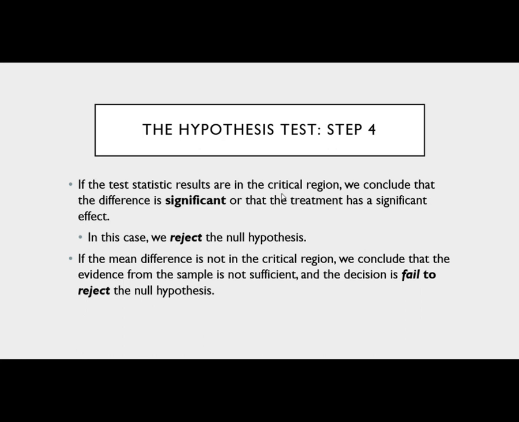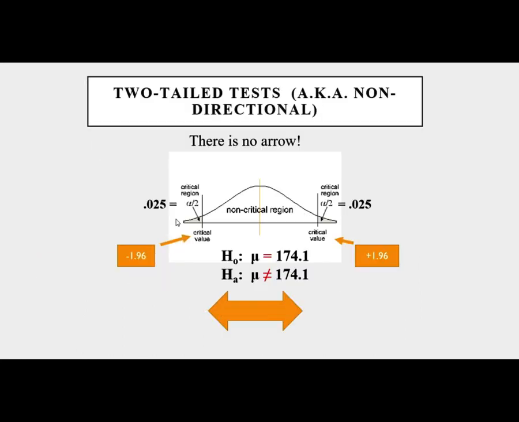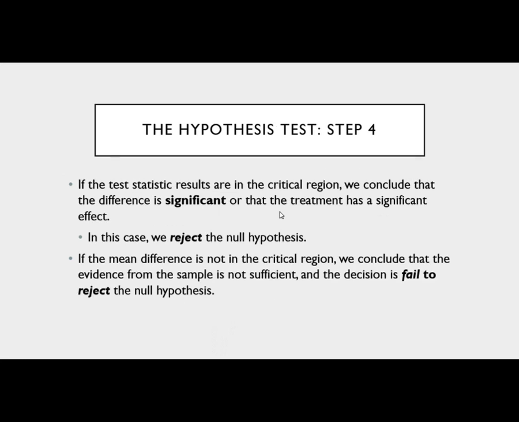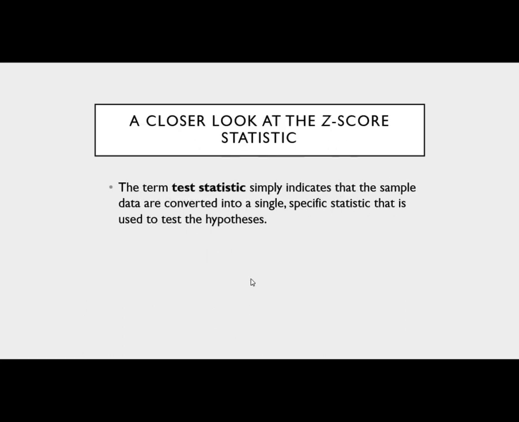If the test statistic results are in the critical region, so if they're way over here or way over here or either side, then we say, you know what, it's time to make our decision that yes, it is significant evidence that there is a treatment effect and that the treatment had a significant effect. In this case, we reject the null. If the mean difference is not in the critical region, we conclude that the evidence from the sample is not sufficient, and the decision is to fail to reject the null hypothesis. We never accept the alternate, we just either reject the null or fail to reject the null, or do not reject the null.